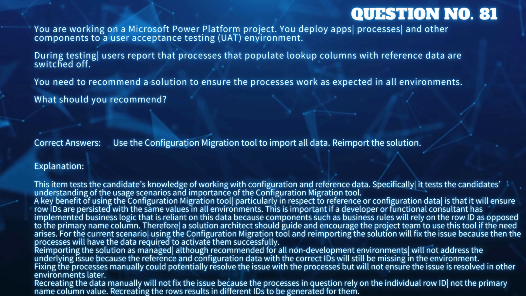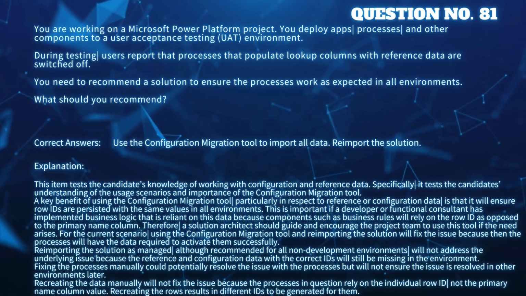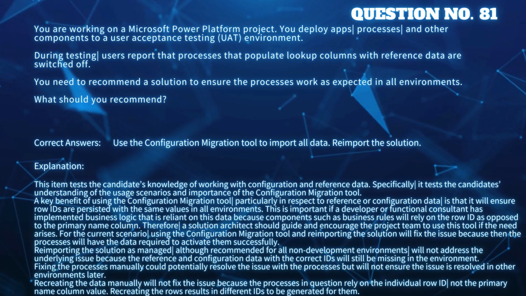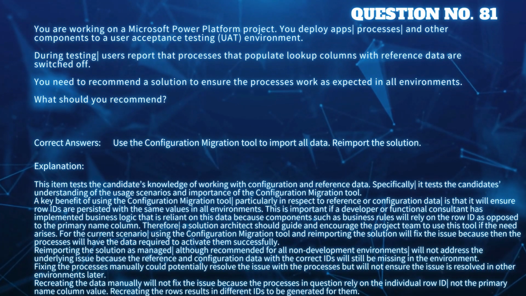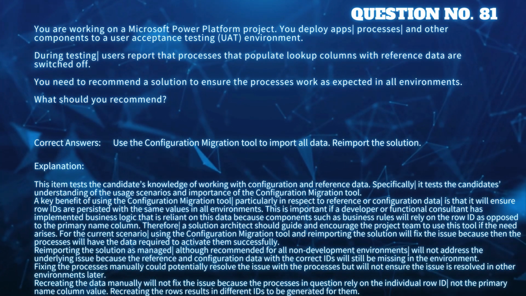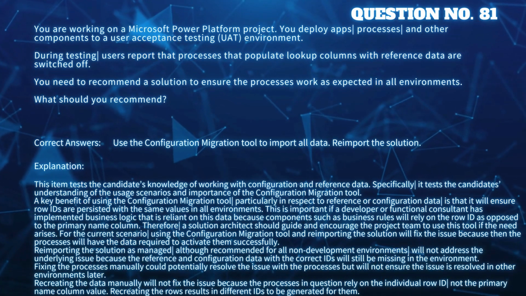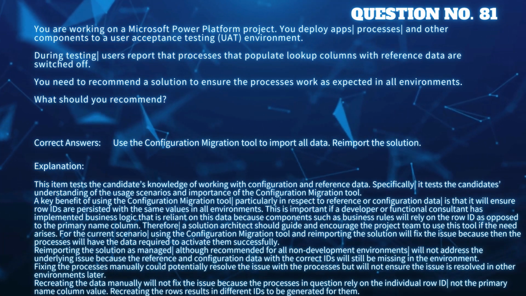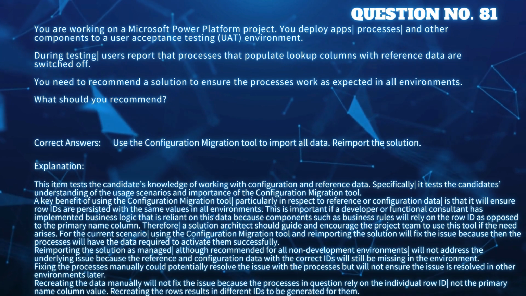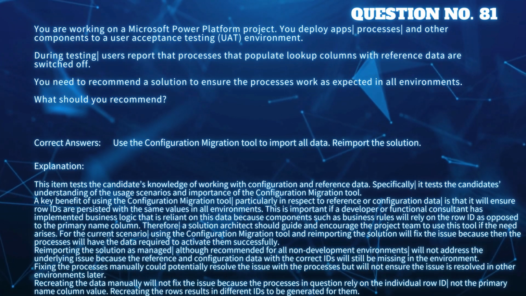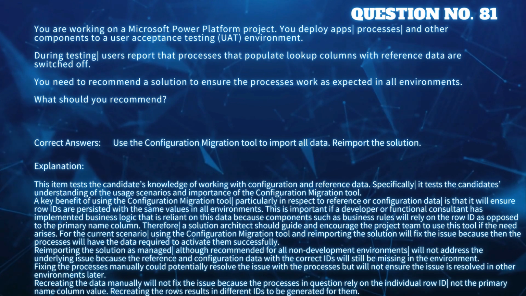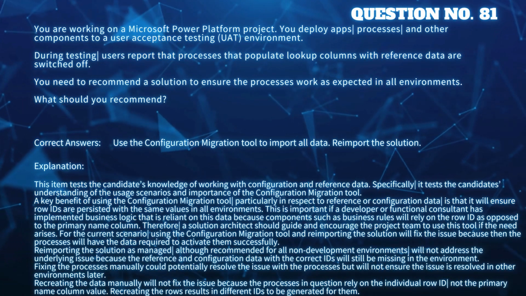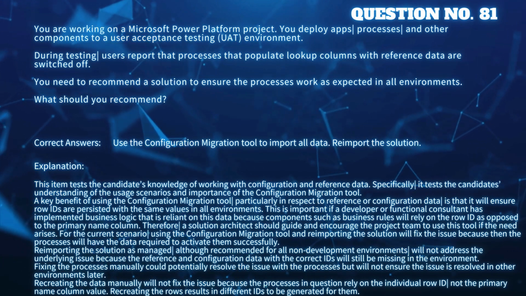Re-importing the solution as managed, although recommended for all non-development environments, will not address the underlying issue, because the reference and configuration data with the correct IDs will still be missing in the environment. Fixing the processes manually could potentially resolve the issue with the processes, but will not ensure the issue is resolved in other environments later. Recreating the data manually will not fix the issue, because the processes in question rely on the individual row ID, not the primary name column value. Recreating the rows results in different IDs to be generated for them.